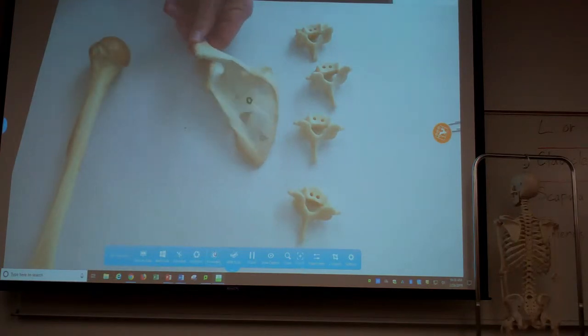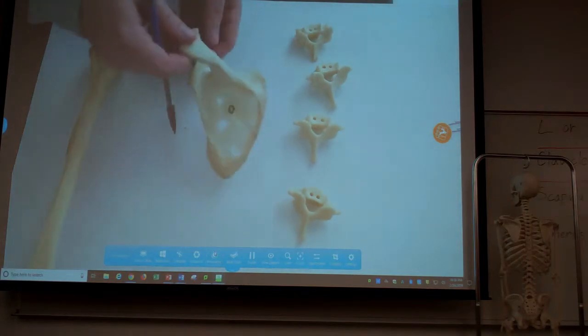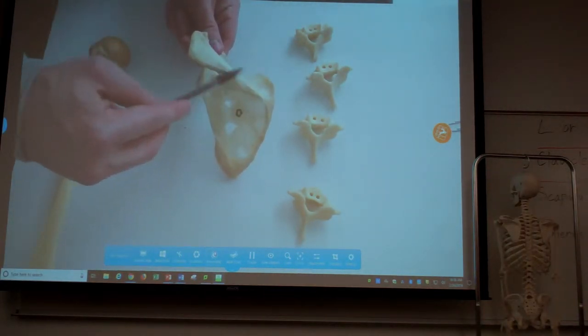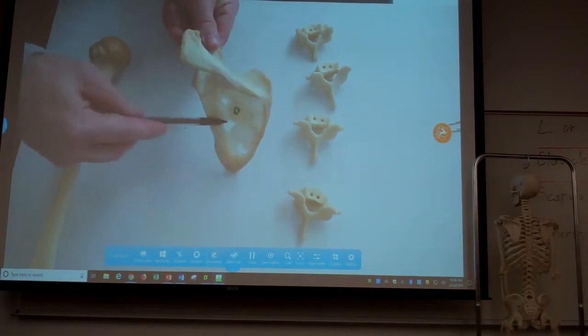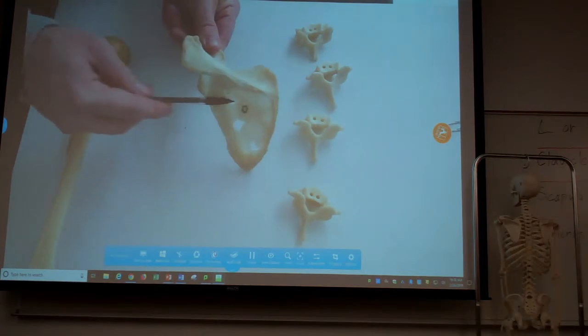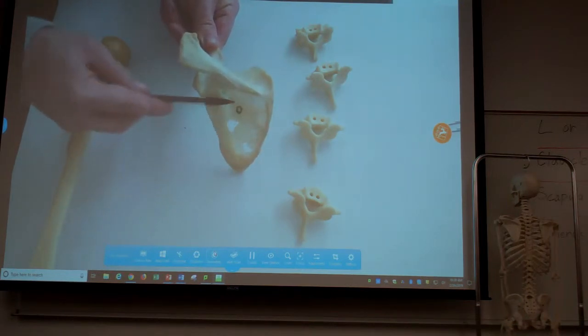Next three, fossas. Remember, fossa, F, flat. Relatively flat surfaces that we're going to see muscles attached to. We got a fossa that's below our spine, so we call that the infraspinous fossa. Infraspinous fossa. Again, the name gives it away.